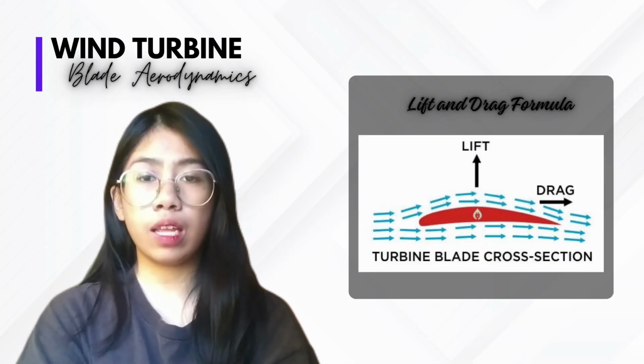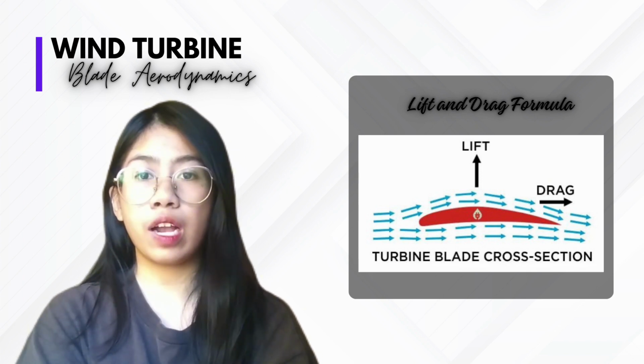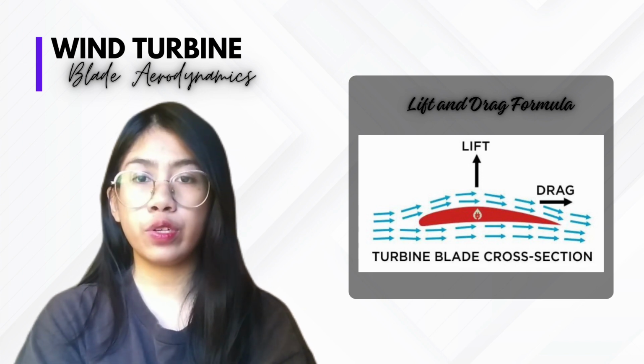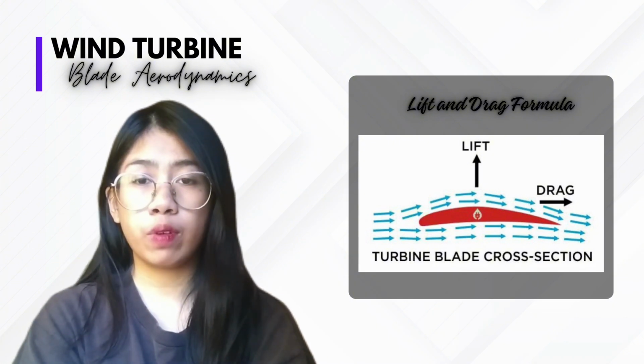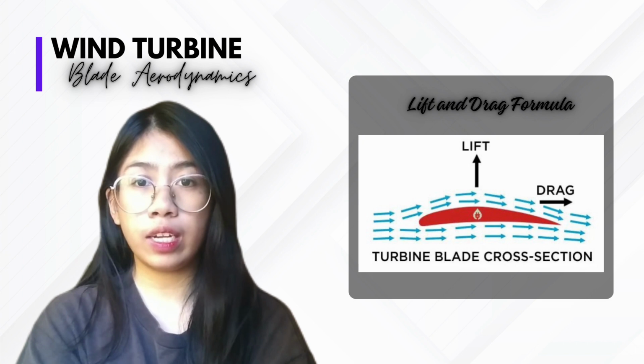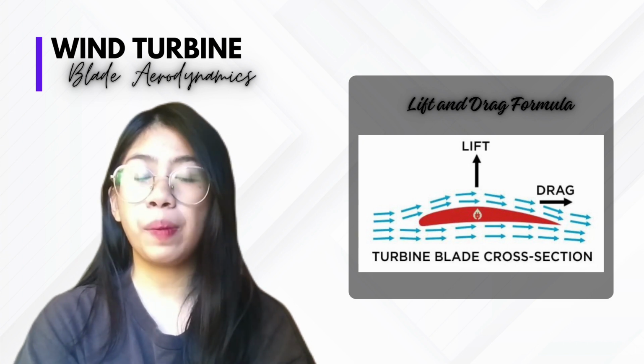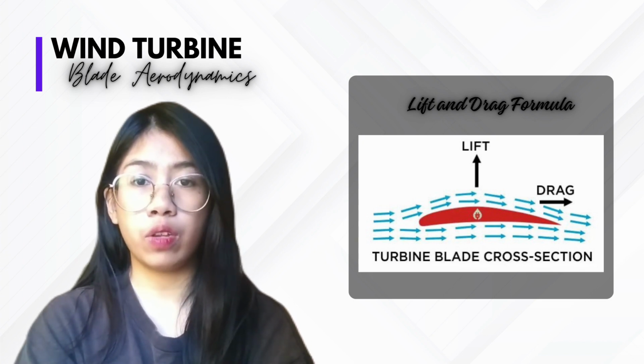So, para mas maintindihan yung formula ng lift and drag force, as you can see sa figure, yung color red, yun yung airfoil. And yung mga hangin naman na tumatama sa more curve, yun yung nagge-generate ng low pressure. And yung mga hangin naman na tumatama sa less curve, yun yung nagge-generate ng high pressure. So, paano ba malalaman kung nasaan ang more curve and yung less curve?